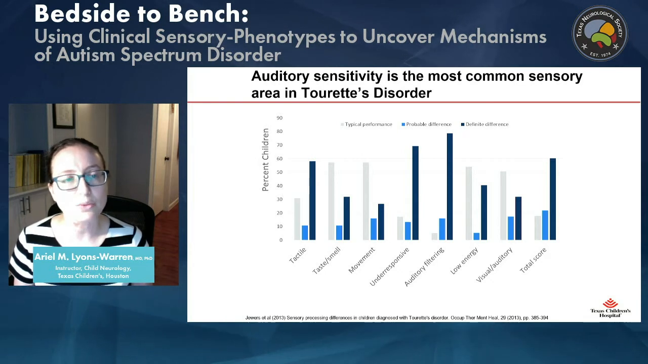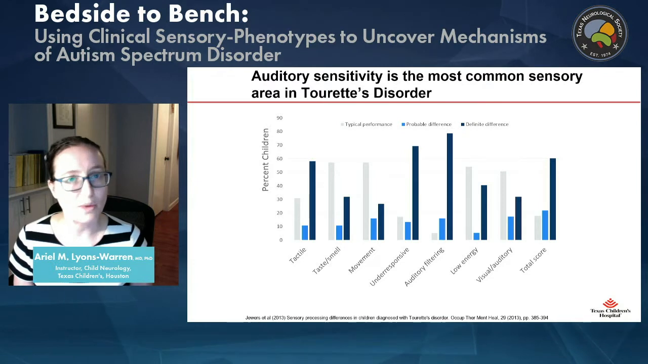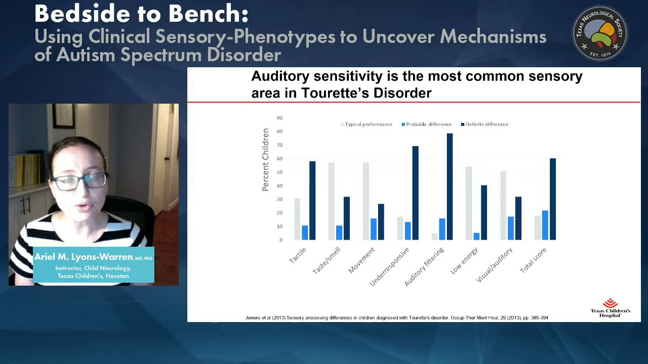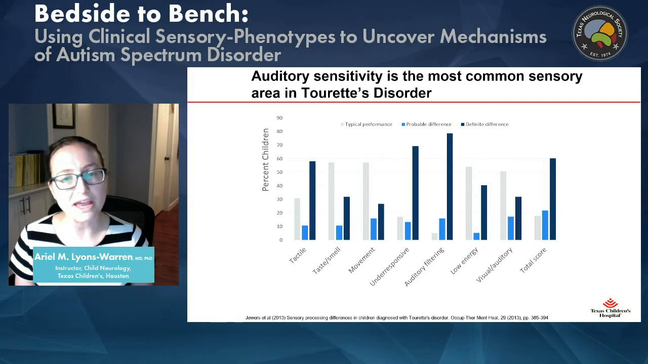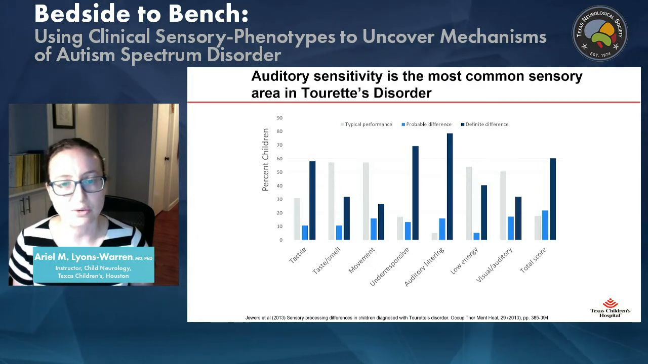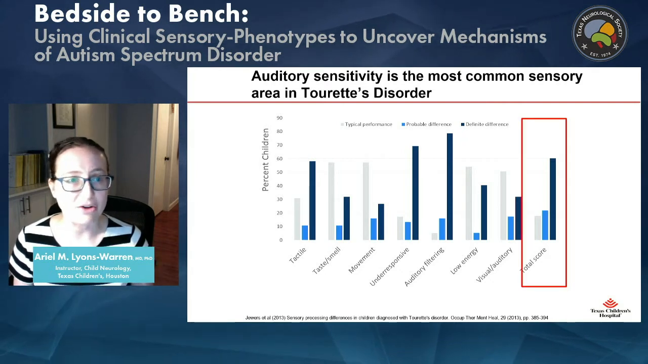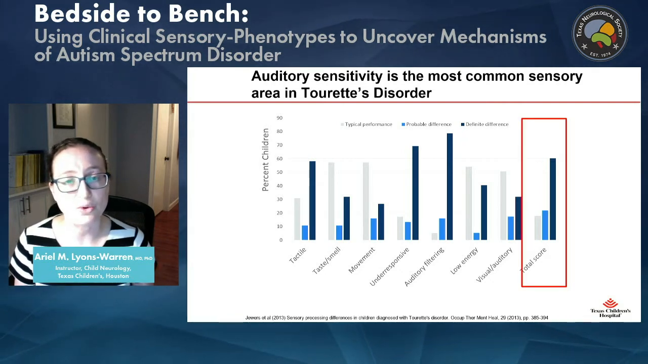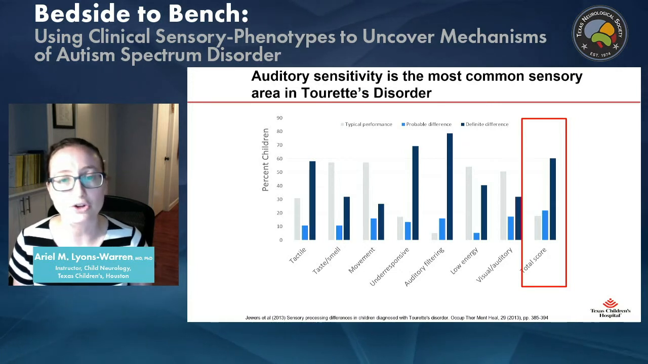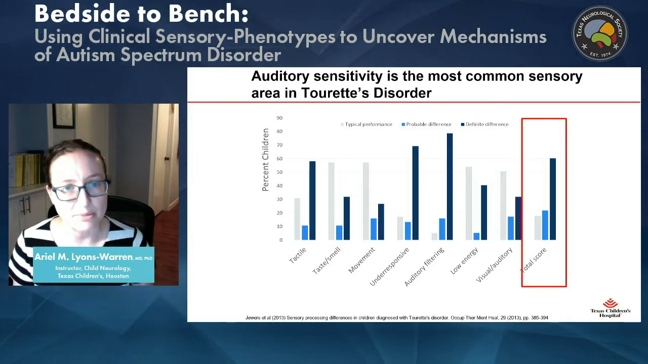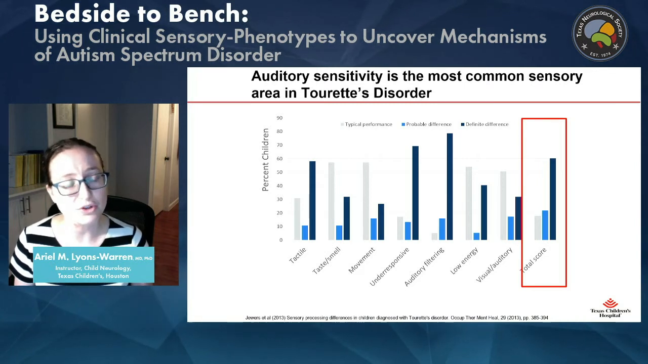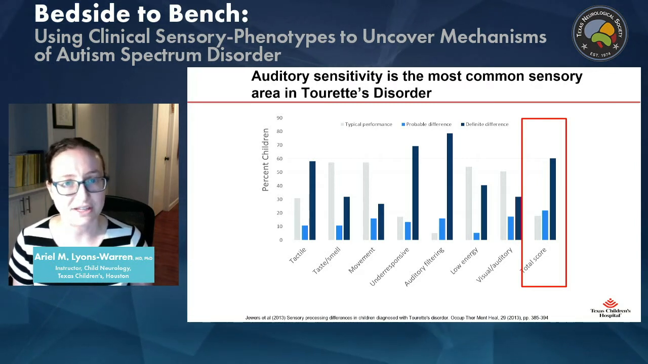On the y-axis, we're plotting the percent of children who scored in the definitely different category in the dark blue bars, probably different in the light blue bars, or typical performance. These assays are well validated, and when you get the child's score, it tells you, depending upon the range, which of these categories the child falls into. What you'll notice is that about 60% of these children were scored in the definitely different category for their total score, and 20% in the probably different. So 80% of children with Tourette's disorder in this study had some sort of sensory impairment.